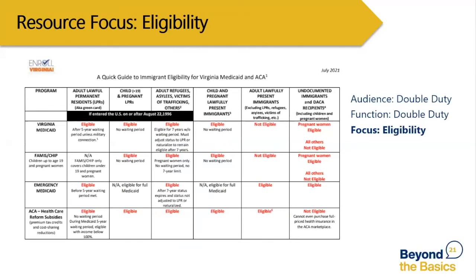And this is where I recommend trying as much as possible to stay in a specific area of the process and not trying to do double duty with a resource. I used this resource earlier to illustrate audience and function. And with focus, I'm going to call attention to the fact that this is fully focused on eligibility, the first step when we sit down with a client.